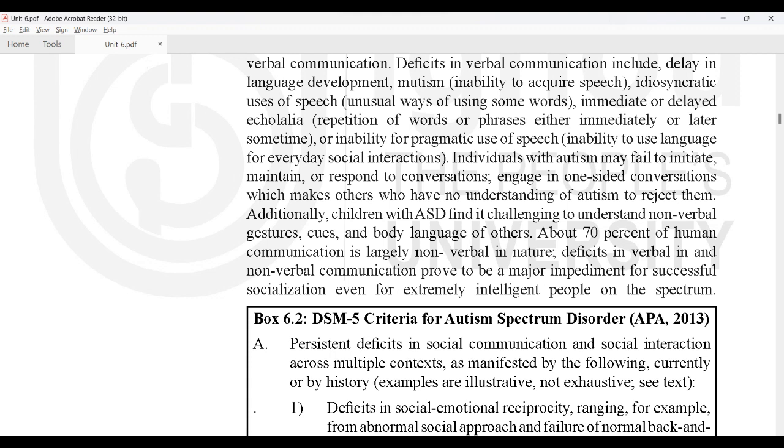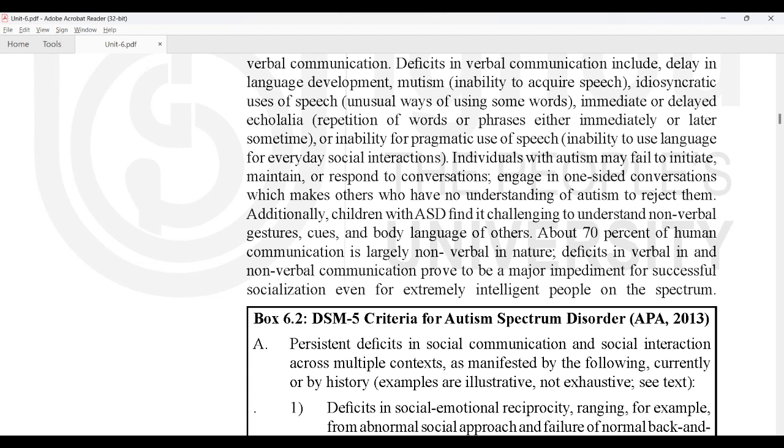Individuals with autism may fail to initiate, maintain, or respond to conversations, or engage in one-sided conversations, which makes others who have no understanding of autism reject them. Additionally, children with ASD find it challenging to understand nonverbal gestures, cues, and body language of others. About 70% of human communication is largely nonverbal in nature. Deficits in verbal and nonverbal communication prove to be a major impediment for successful socialization even for extremely intelligent people on the spectrum. Box 6.2 DSM-5 Criteria for Autism Spectrum Disorder, APA, 2013.